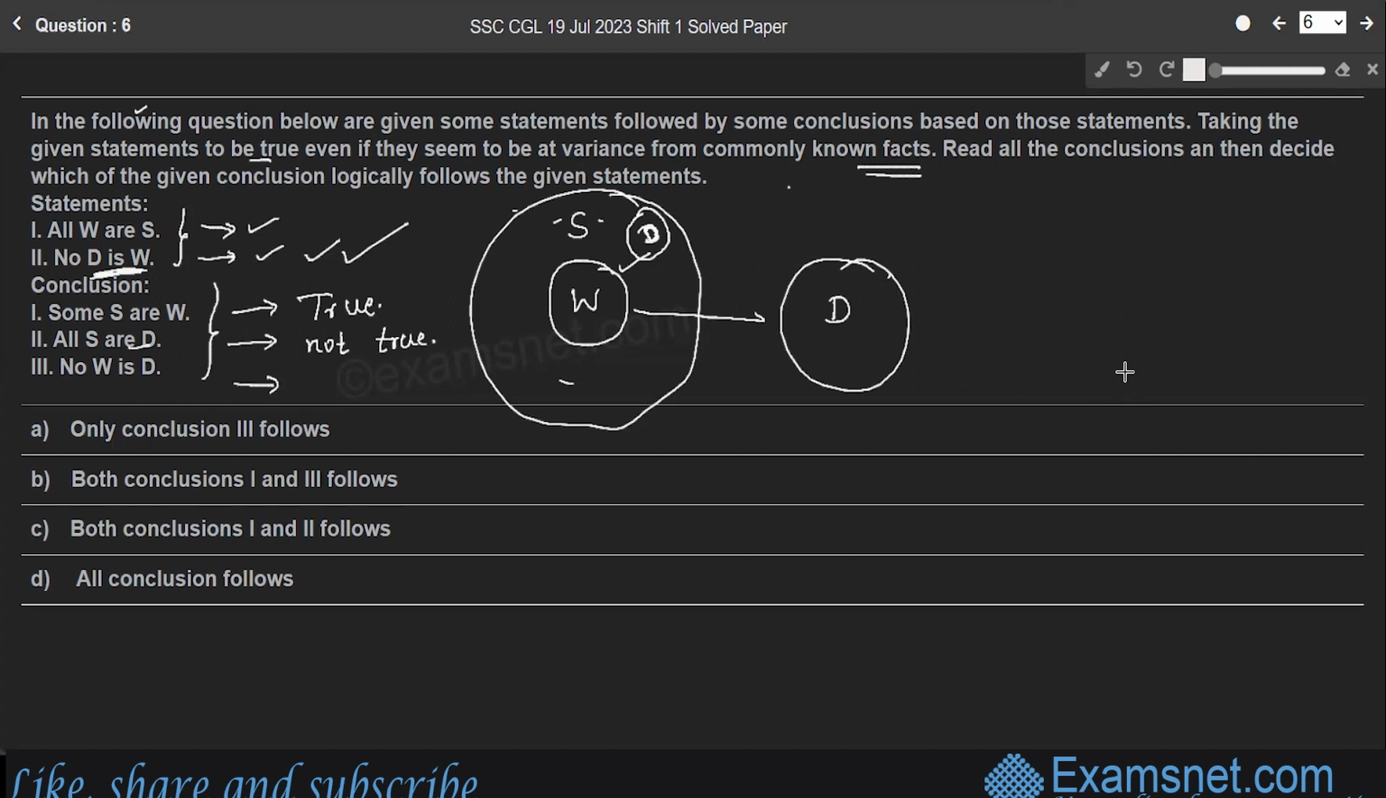And the third one, no W is D. Yes, it is true because of the second statement. No D is W, therefore no W is D. Therefore, conclusions 1 and 3 follow, right? So, look at the options. Both conclusion 1 and 3 follow. Option B is the right answer.